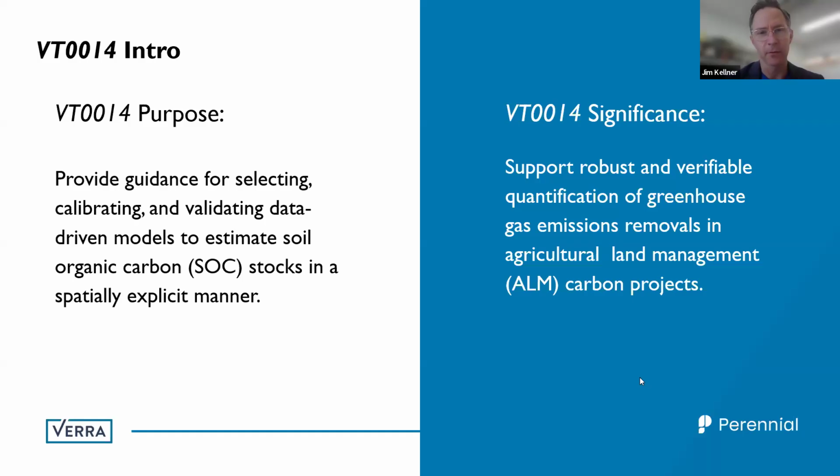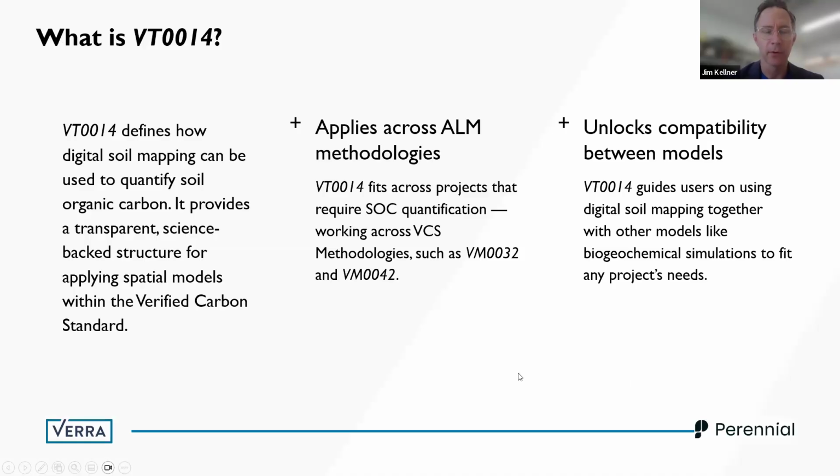One way to think about this is to recognize that if you, for example, are using a biogeochemical simulation model right now under, say, quantification approach 1, that might be a perfectly acceptable solution. The goal of VT14 is to provide a way to continue to do that in a way that reduces uncertainty, reduces some of the logistical burden, and does so without compromising rigor. That's what we believe digital soil mapping brings. It also provides the opportunity to use digital soil mapping as a direct quantification approach, so something close to quantification approach 2, for example, in VM42.